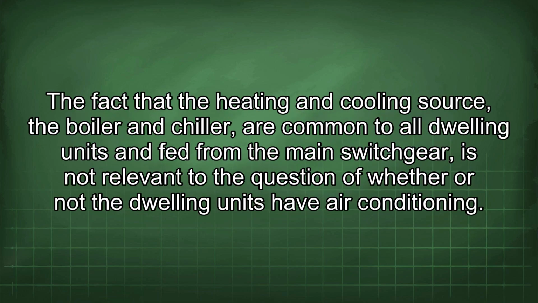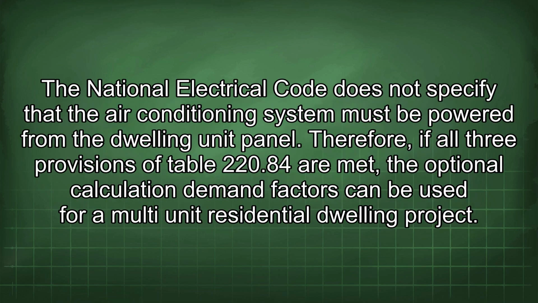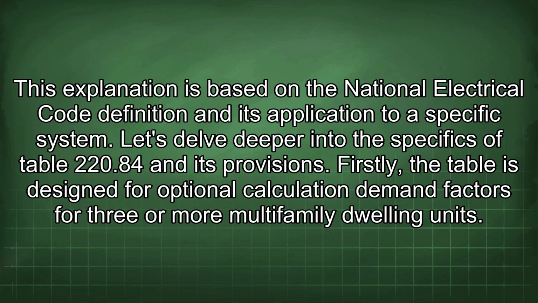The fact that the heating and cooling source, the boiler and chiller, are common to all dwelling units and fed from the main switchgear is not relevant to the question of whether or not the dwelling units have air conditioning. The National Electrical Code does not specify that the air conditioning system must be powered from the dwelling unit panel. Therefore, if all three provisions of Table 220.84 are met, the optional calculation demand factors can be used for a multi-unit residential dwelling project. This explanation is based on the National Electrical Code definition and its application to a specific system.